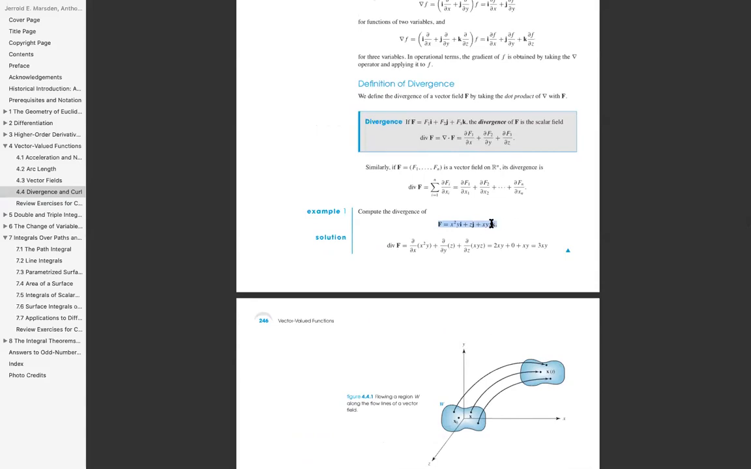So if this is the vector field F, then what are the component functions? The first component function, the component for i, is x squared y. The second component function, the component for j, is z. The third component function is xyz.